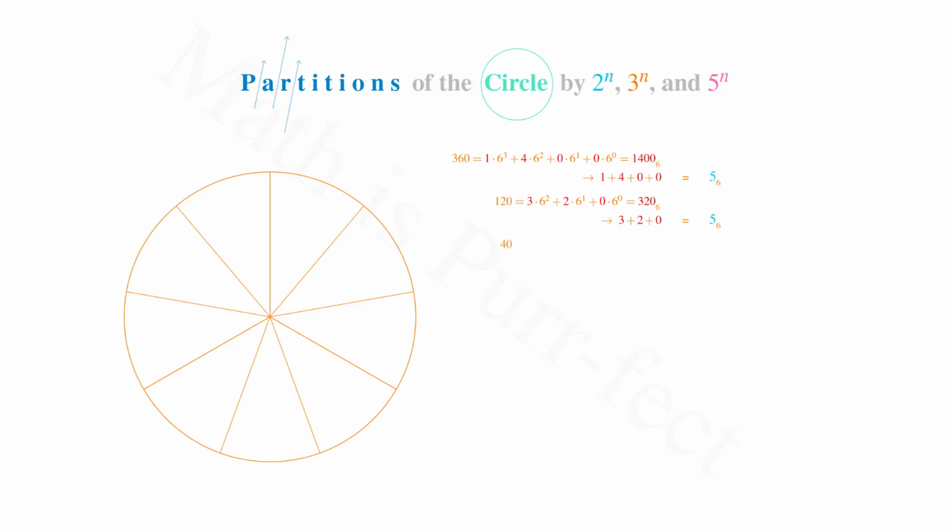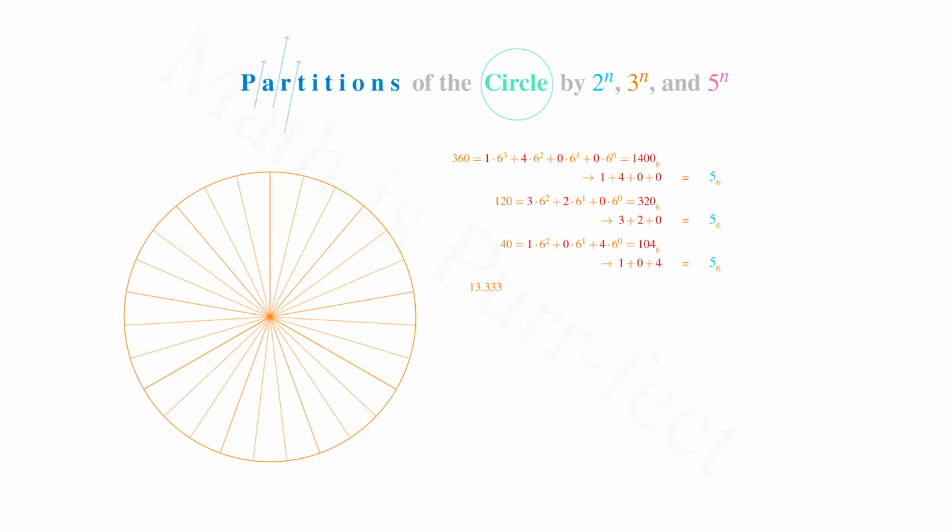Dividing the circle by 9 gives us 40 degrees, which breaks down to 1 times 6 squared, plus 0 times 6, plus 4 times 6 to the 0th, or 104 base 6. This, of course, reduces to 1 plus 4, or 5 base 6.